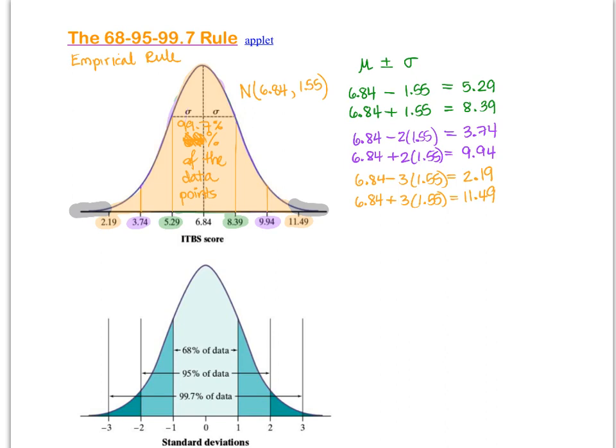The empirical rule is only for normal distributions. And we will use the empirical rule to test data, and if it does fall within those ranges, then we will be able to assess that it is normal. Let's take a look at an example.